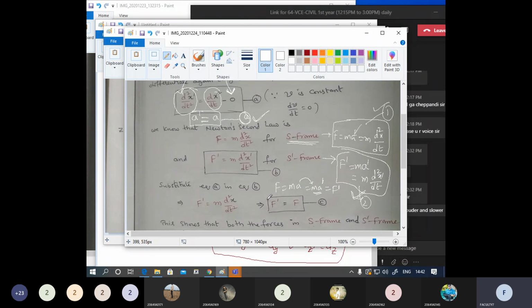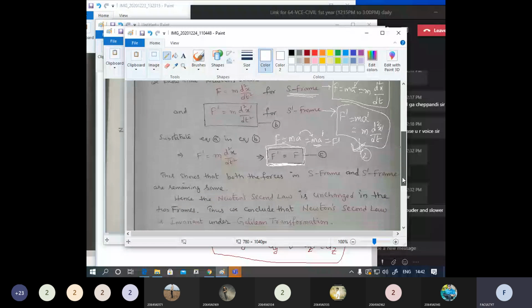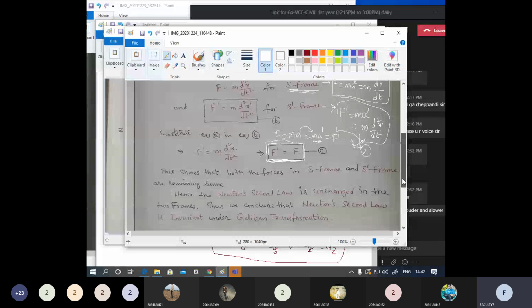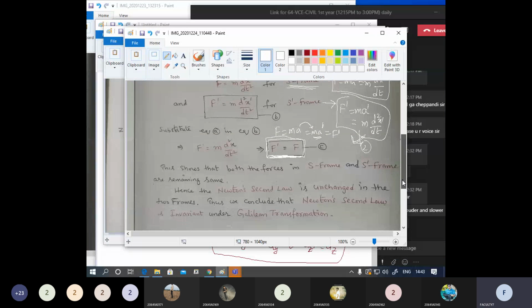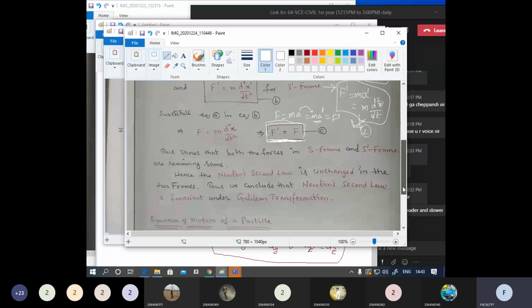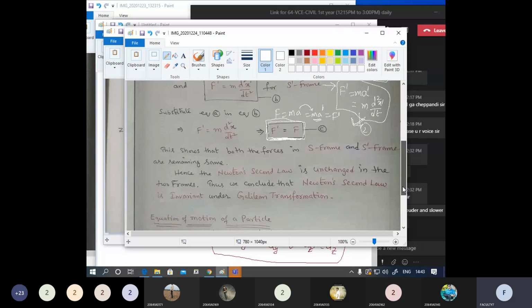So that's why we got a conclusion here: F prime is equal to F. Both the forces, the force in the second frame or S prime frame, is equal to the force in the first frame or S frame. As the force remains the same, the force explained by Newton's second law is not changing, so we use the word invariant or invariance. That is the conclusion of the topic, even though the event is occurring in two different frames.